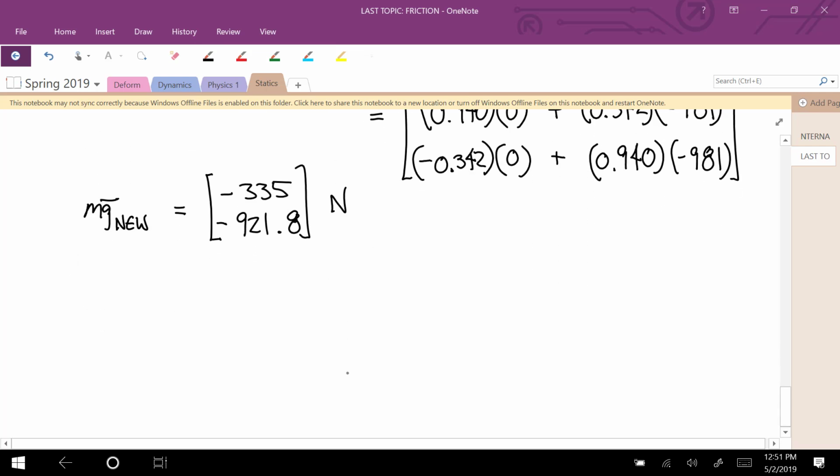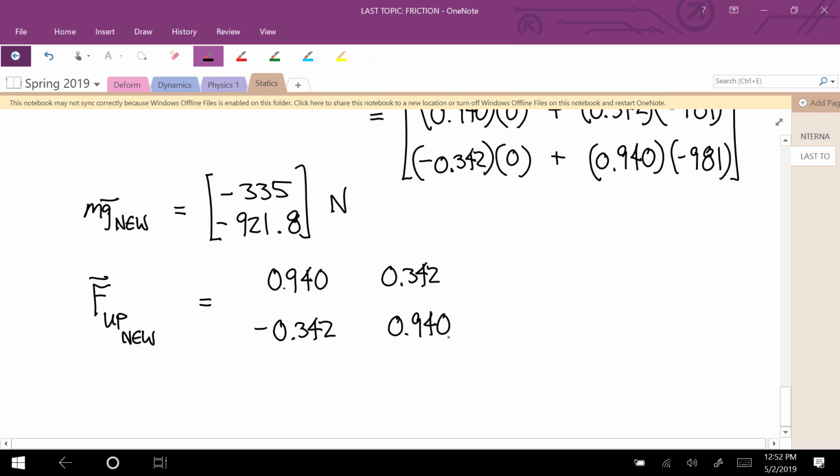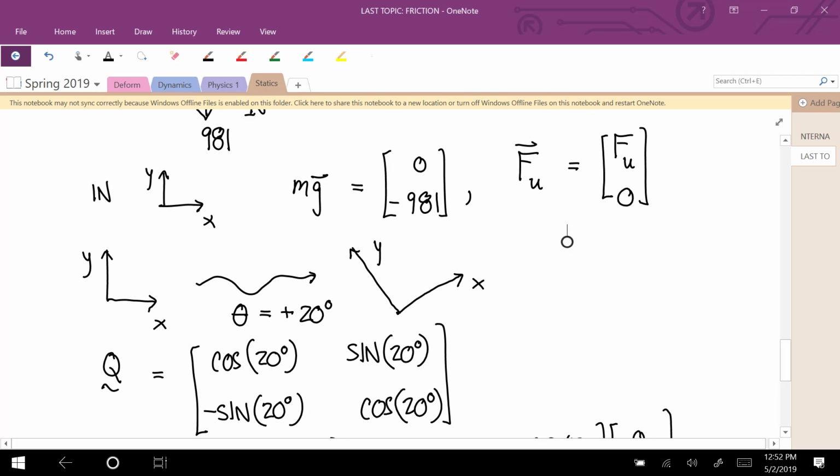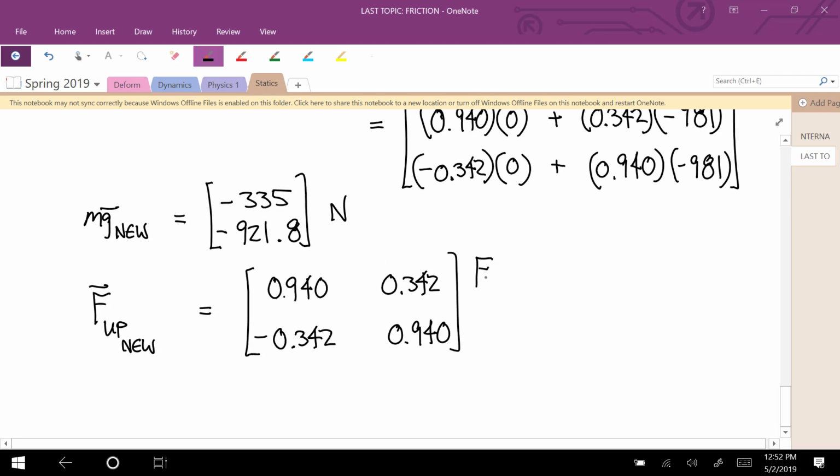And then we have to do the same thing for the force up in the new coordinate system. That's equal to the matrix 0.940, 0.342, negative 0.342, positive 0.940, multiplied by the force up the ramp in our original coordinate system, which is Fu, 0. And that comes out to be 0.940 times Fu plus 0.342 times 0.